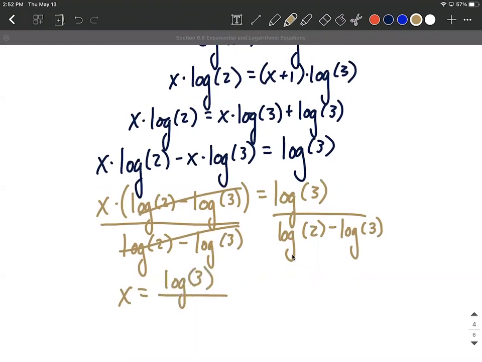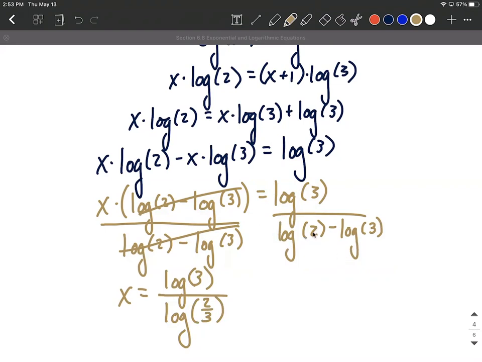I notice in the denominator we have 2 logarithms that are subtracted. So we have some properties of logarithms that say we can put these together into one logarithmic function. We can say that's the log of 2 goes in the numerator, 3 goes in the denominator. This is our division rule for logarithms, or quotient rule.